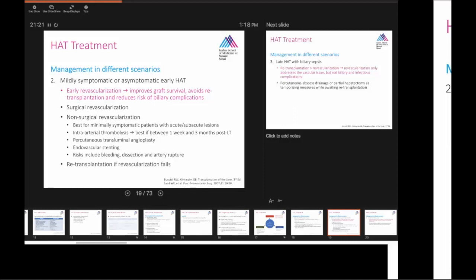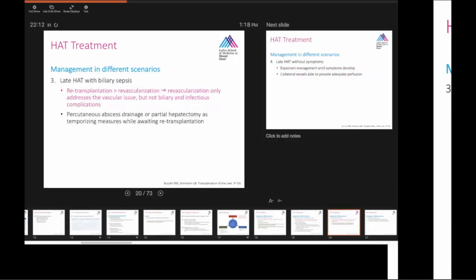The risks with non-surgical revascularization include bleeding, dissection, or even artery rupture. If, for example, these are unsuccessful, the surgeons could try to surgically revascularize. And if that's not an option either, then you have to consider retransplantation. How about patients with late HAT? In patients with late HAT with biliary complications, retransplant is preferred over revascularization because when you revascularize, you only address the vascular issue, but not the biliary issue.